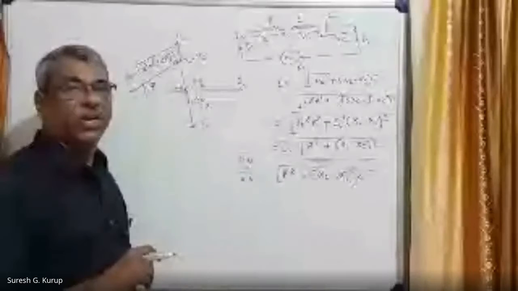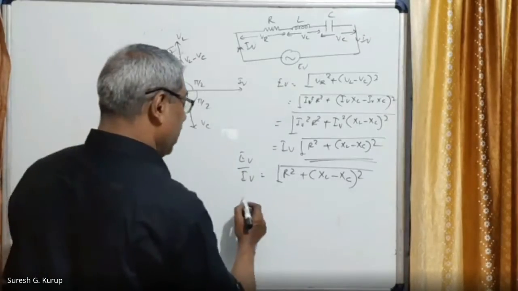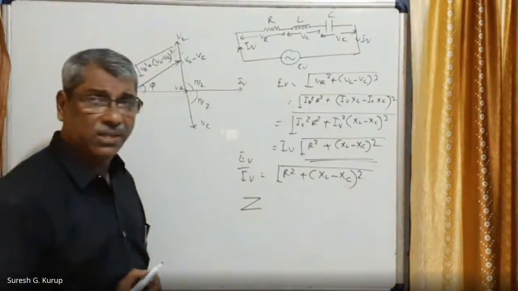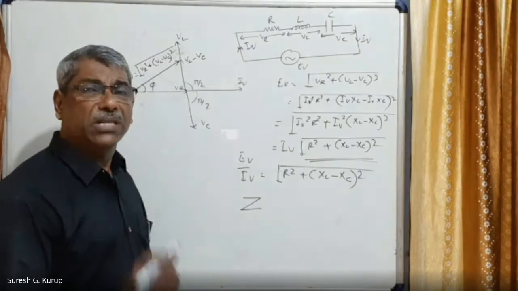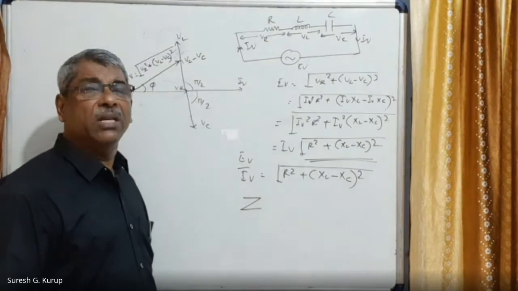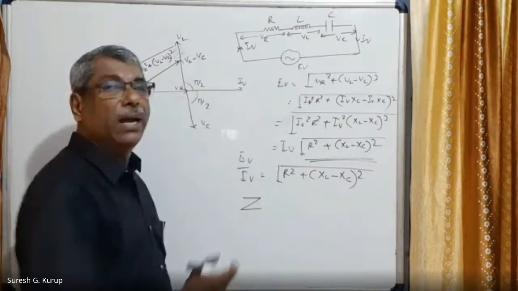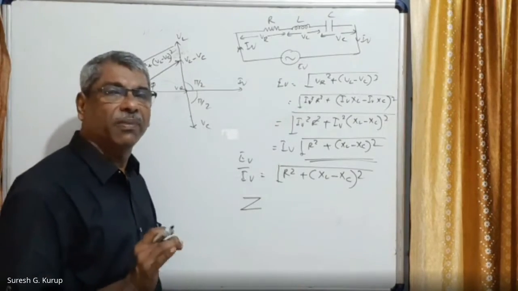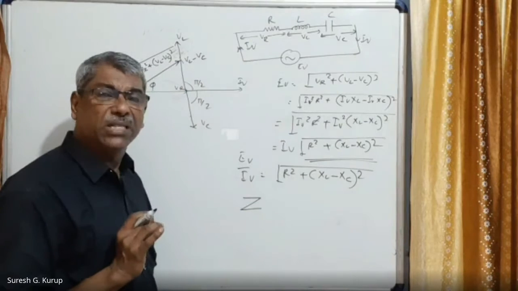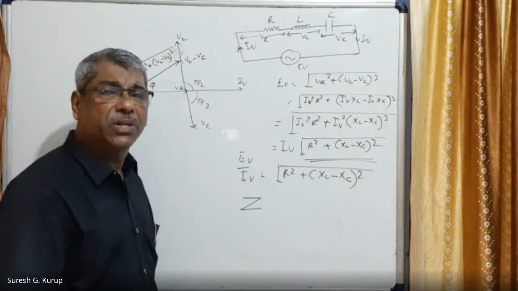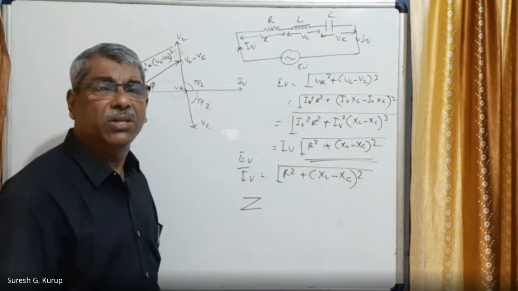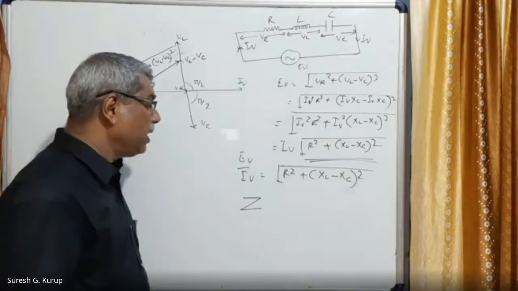V by I is equal to R. In this case, EV by IV, that means virtual voltage divided by virtual current, is given by another term called impedance of the circuit. Impedance of the circuit means the total opposition offered by all these three elements in the LCR circuit. Impedance is always measured using the same unit, ohms only, right?